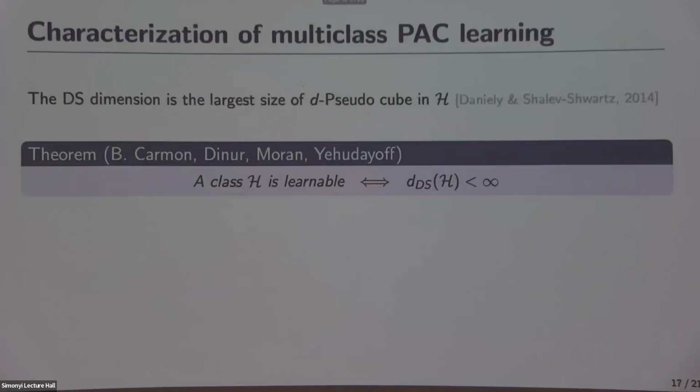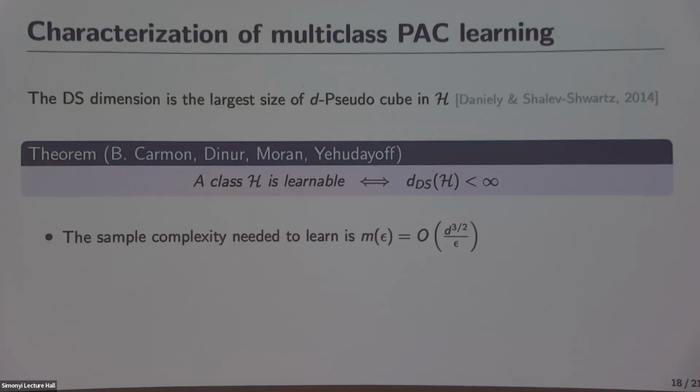Okay, so in a result with Kalavasis, Daniely, Moran, and Yehudayoff, we show that a class is PAC learnable if and only if the DS dimension, which is essentially the largest pseudo-cube you can find, is finite. So in fact, we generalize this notion of the VC dimension to the more general case, when the number of labels is unbounded. This also gives us a better bound on the sample complexity. We have that m(epsilon) is d to the 3/2 over epsilon. So we got rid of the log number of labels factor that we had before.